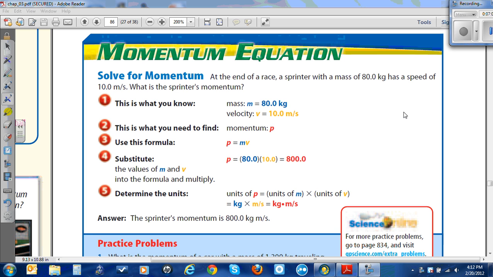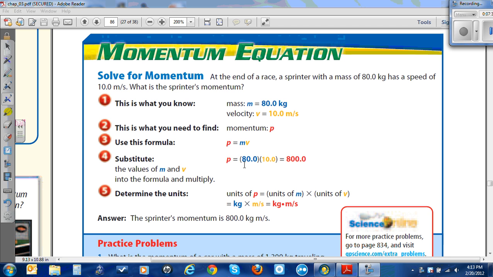This is what you know. The mass of the sprinter equals 80 kilograms, and the velocity equals 10 meters per second. And we know that that isn't a true velocity because, once again, they didn't give us a direction. This is what you need to find, momentum, expressed with the unit P. P equals mv. Momentum equals mass times velocity, or in this case, speed.